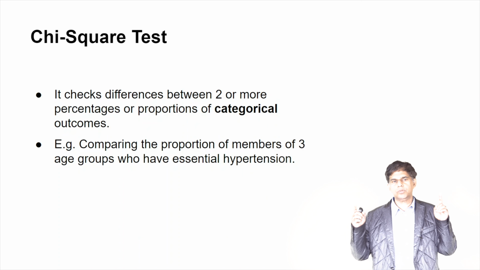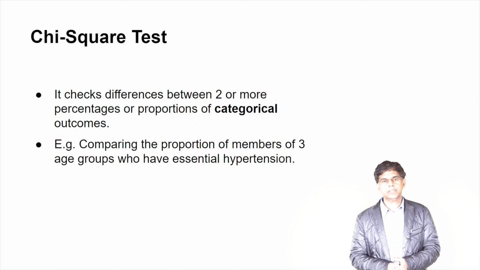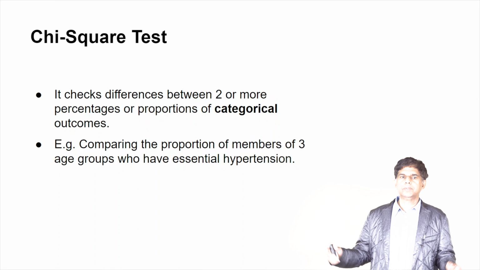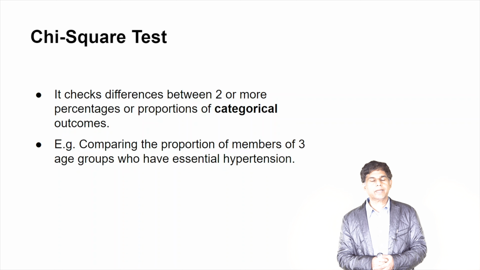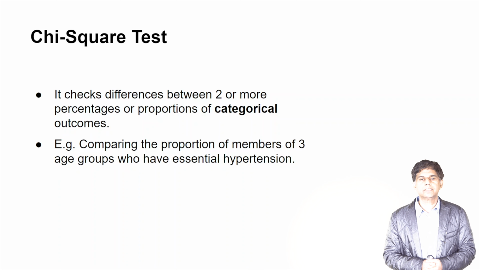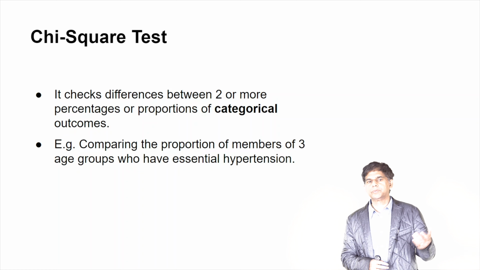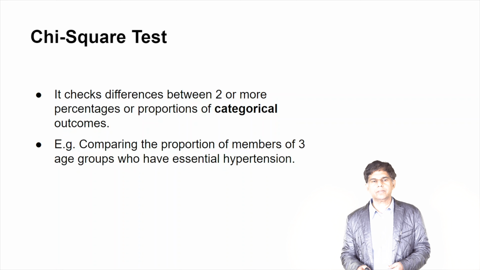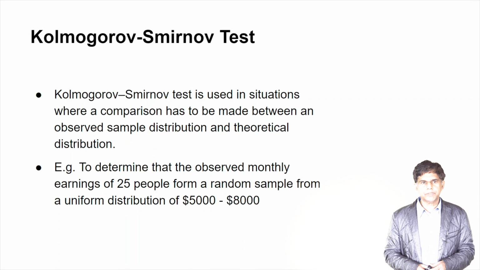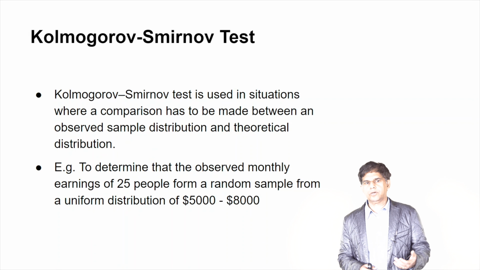So let's look at the most important thing, the chi-square test. You have categorical variables, and you check the difference between two or more percentages or proportions of the categorical outcome. Let's say comparing the proportion of members of 3 age groups who have essential hypertension, mainly using categorical variables.